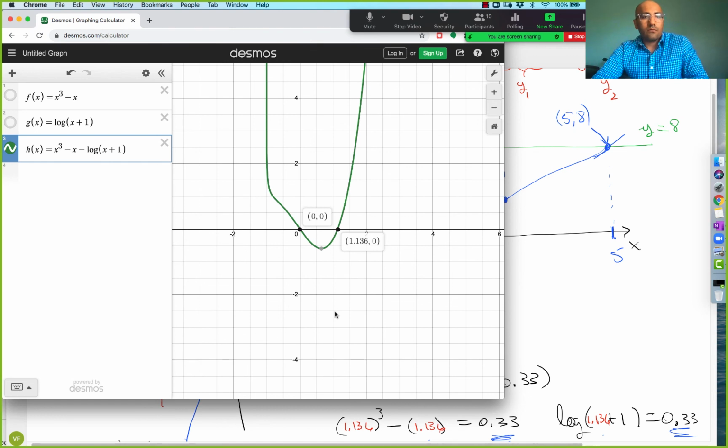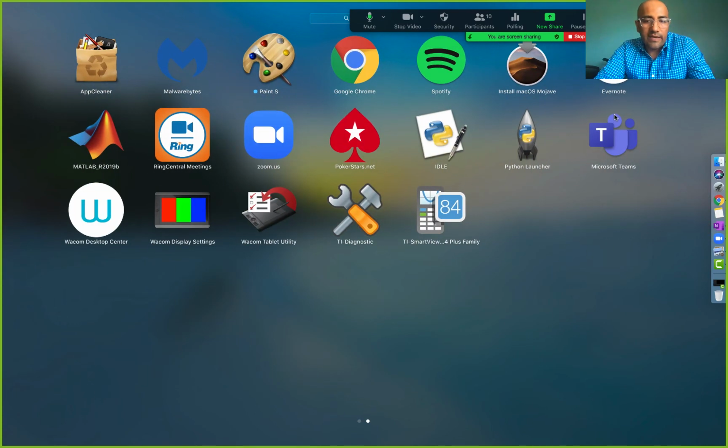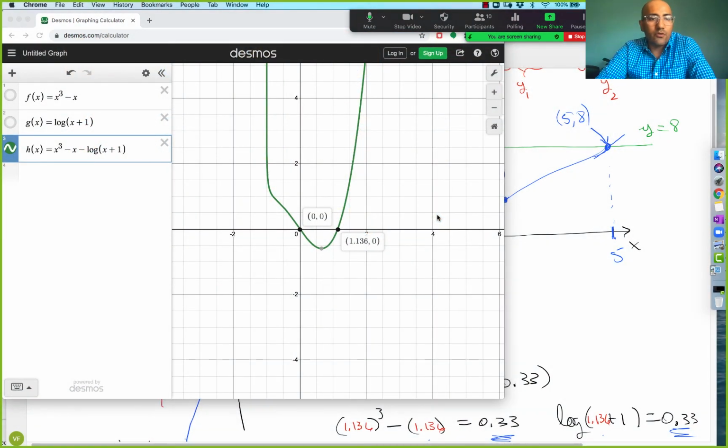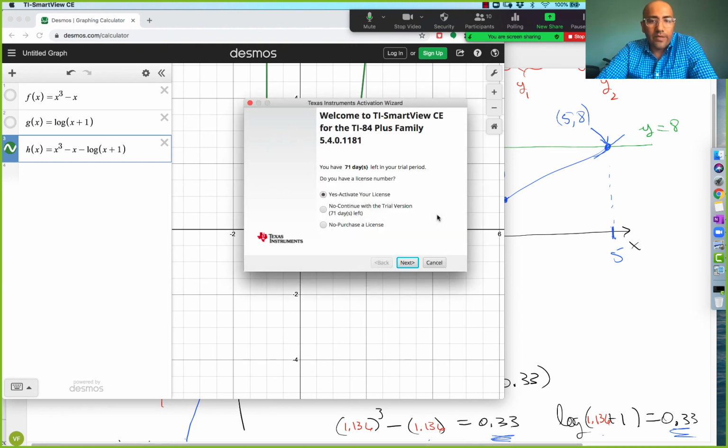Good? Pretty cool. Okay, let's do it with our TI-84, since you won't always have Desmos and you got to learn how to maneuver through the calculator. Same idea, you just have to learn this technology and where the buttons are, but it's not bad.